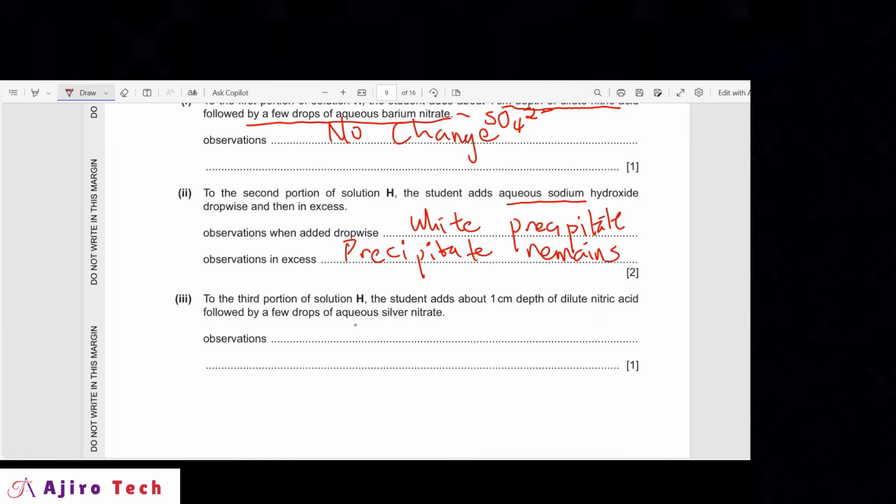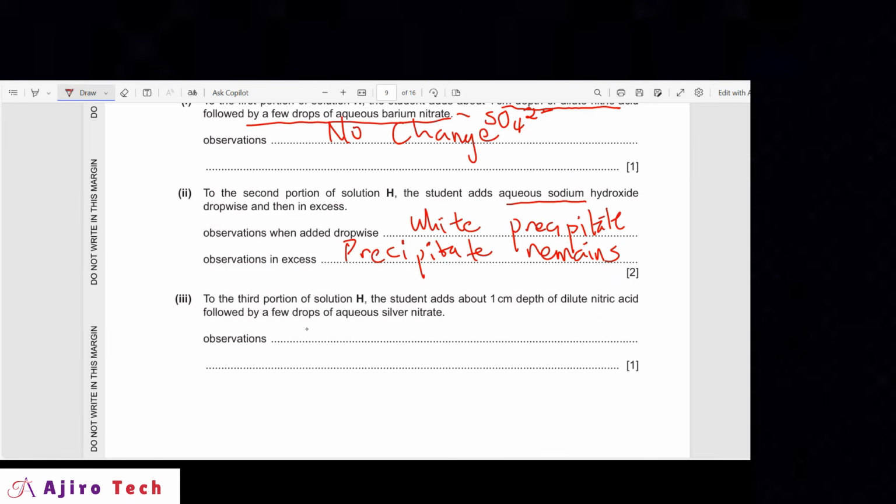Now, to the third portion of solution H, the student adds 1 centimeter depth of dilute nitric acid, followed by a few drops of silver nitrate. Of course, when you see a test like this, you simply know that you're likely testing for the halides, basically. Okay, you're testing for the halides. All right. So what will be your observation is you still have the presence of the white precipitate. The white precipitate still, that is what you observe.